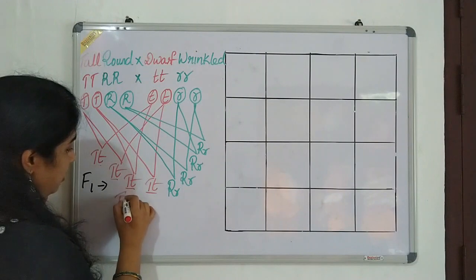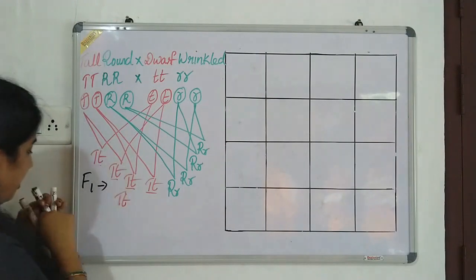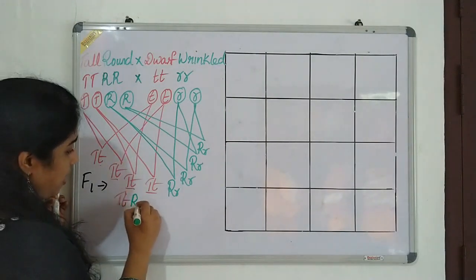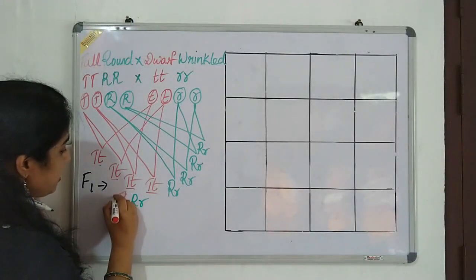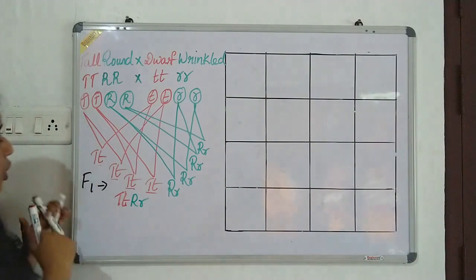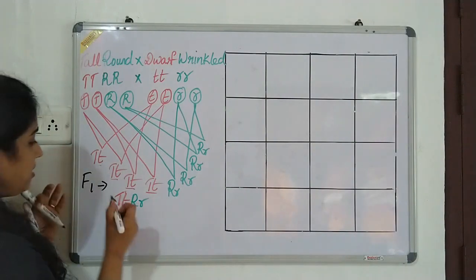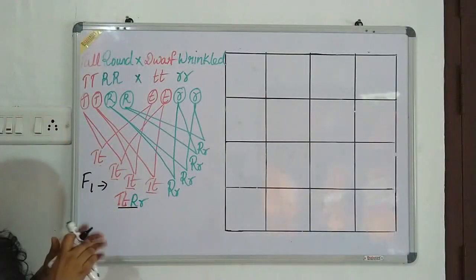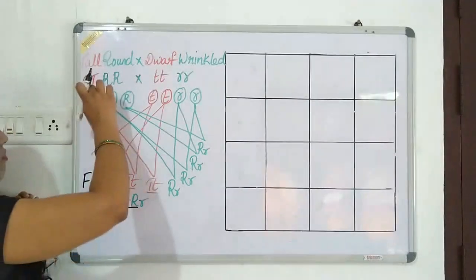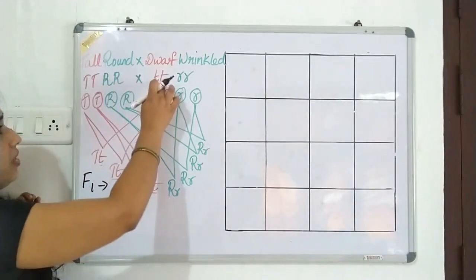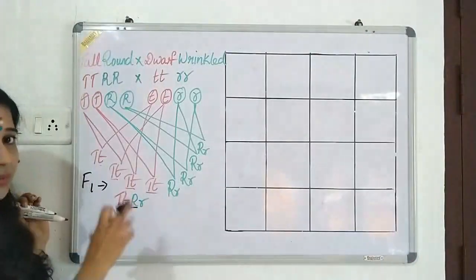Capital T, small t, then capital R, small r. This is the genotype of the newly formed plant. That means one capital T, one small t. That means one T from one parent, small t from another parent.